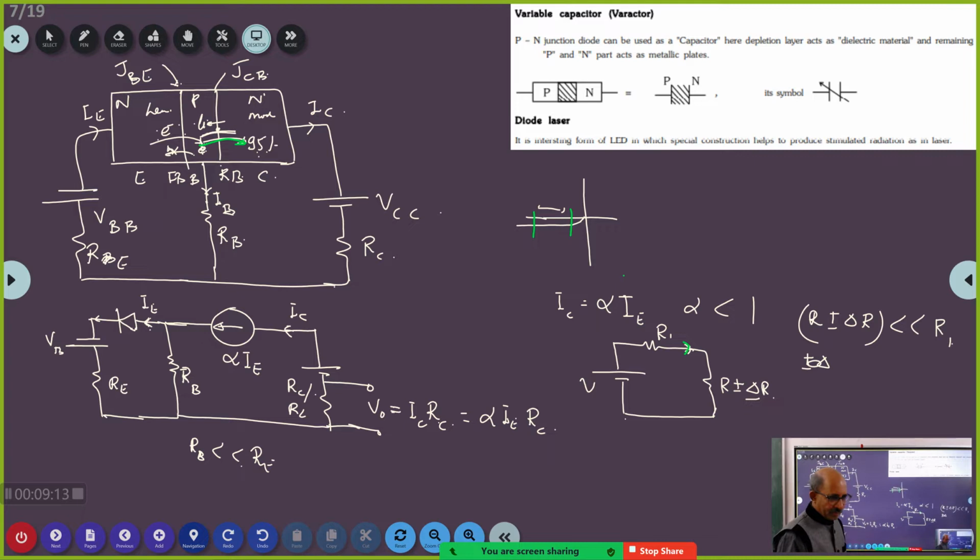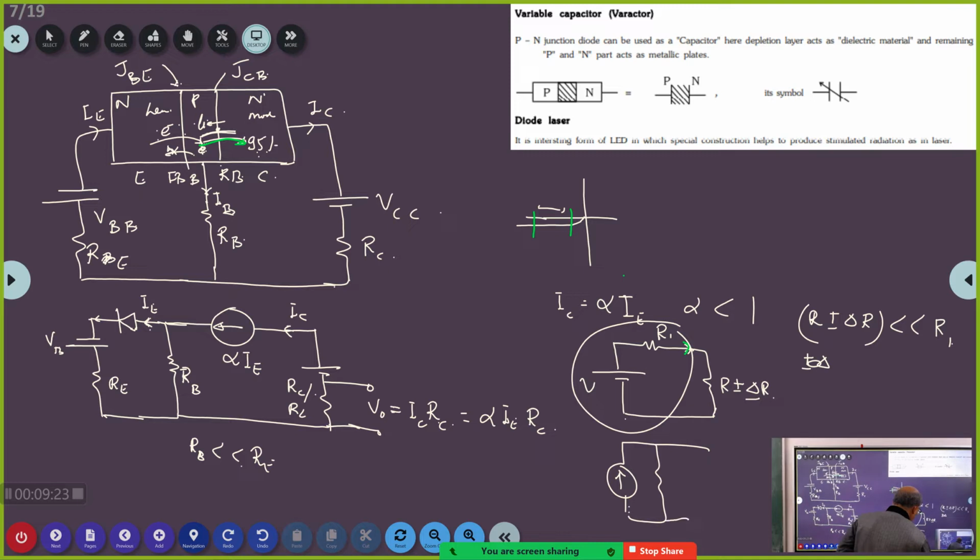Got it? Yes, sir. So for all practical purposes, I can write this as a current source with this resistor. I suppose you remember we have done this, the Thevenin equivalent. What is this current source here? V by R. And this is R1. So I can now write this as R plus delta R. That is, this is acting like a constant current source with this resistor, so this current will be constant. Got it? Yes, sir.